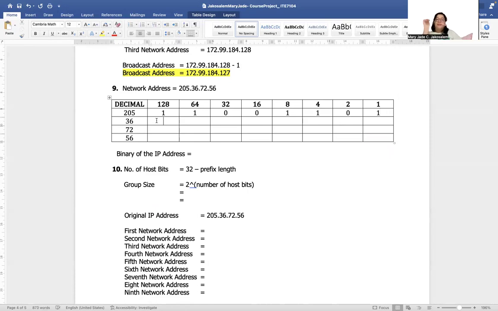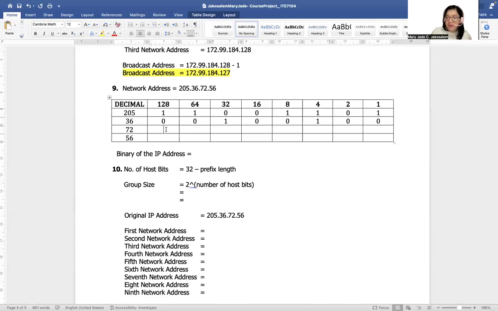Next, 36. 36 is less than 128, so 0. 36 is less than 64, so another 0. 36 this time is greater than 32, so it's a 1 here. Then 36 minus 32 is equal to 4. 4 is less than 16, so 0. 4 is less than 8, so another 0. However, 4 is equal to 4, so the answer here is 1. Then 4 minus 4 is equal to 0, meaning the remaining ones will be 0.